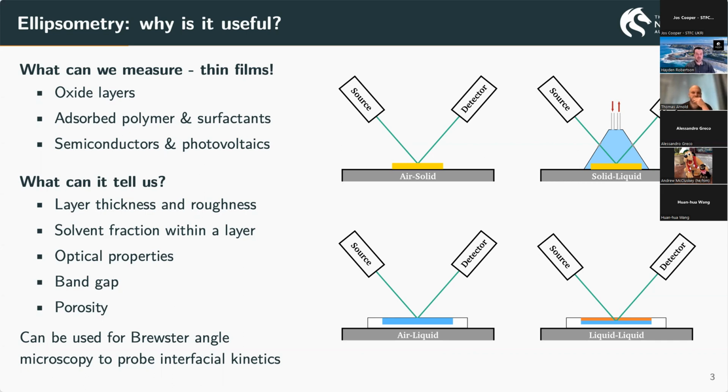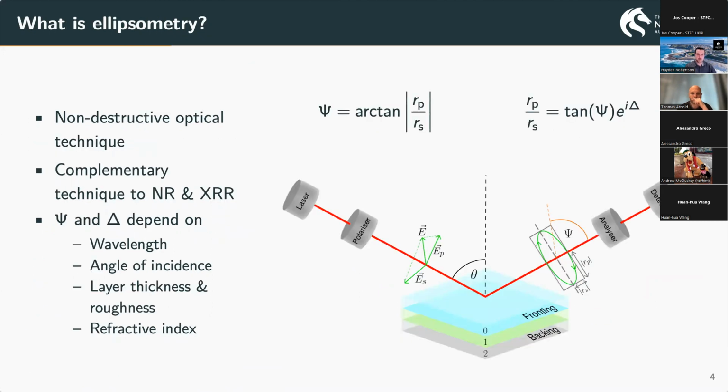So we can also measure things like semiconductors and photovoltaic ellipsometry, and that can tell us information about band gaps and also a wavelength of maximum absorbance for those photovoltaics. We can also use ellipsometry for Brewster angle microscopy to visualize, say, monolayer formation, so really probe those interfacial kinetics. So that was a brief overview of what we can measure with ellipsometry, but what about how it actually works?